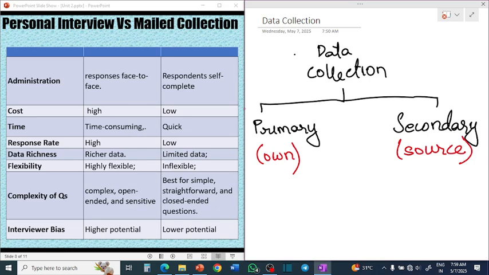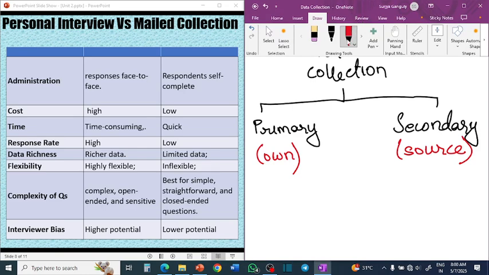Another example can be from books. See, UNESCO and World Heritage Sites, all these books cover data collected from different parts of the world. You can also collect your data from these different sources, and this will also be known as secondary data collection. So in this chapter we will be mainly concerned with primary data collection.